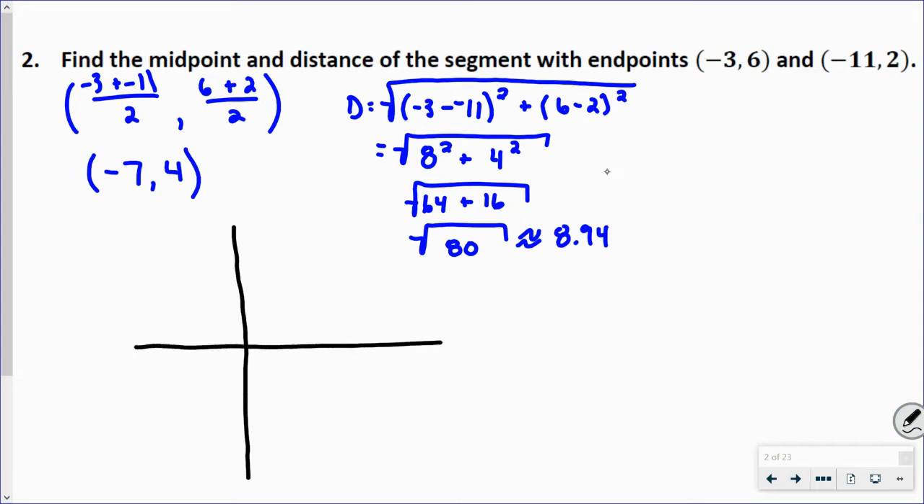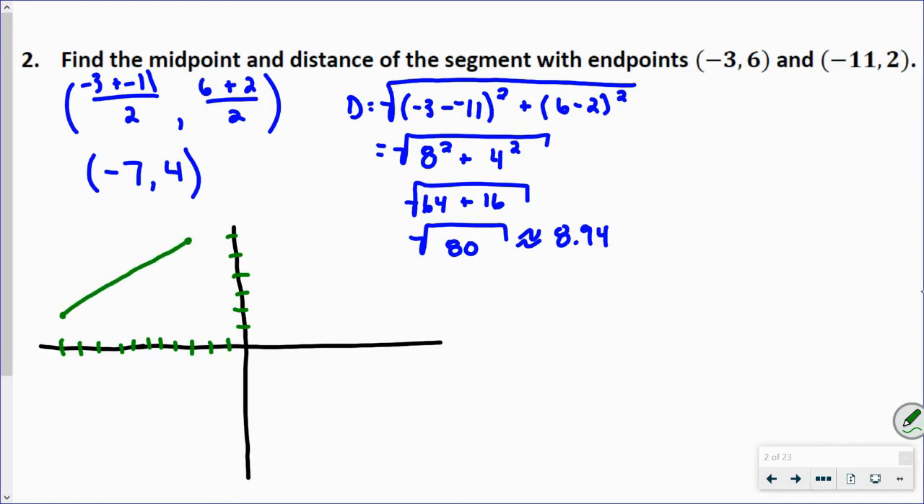Okay, so we can also look at this graphically, and we don't necessarily have to have an exact graph. If you want to, that's fine. So if I plot this point at (-3, 6), we're going to go -3, +6. Okay, so (-3, 6). And then we're going to go -11. So I kind of didn't draw my graph appropriate there. So we're at -11. So 3, 4, 5, 6, 7, 8, 9, 10, 11. 2, 1, 2. And I have this segment right here.